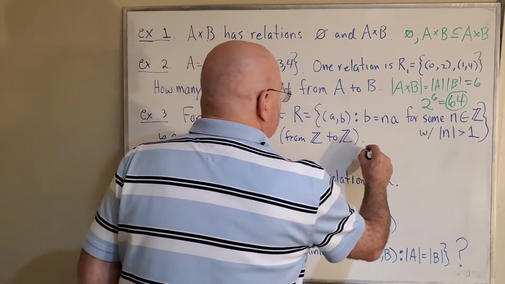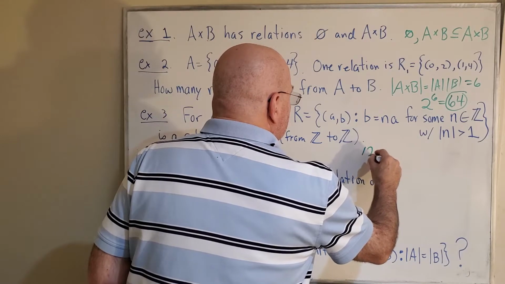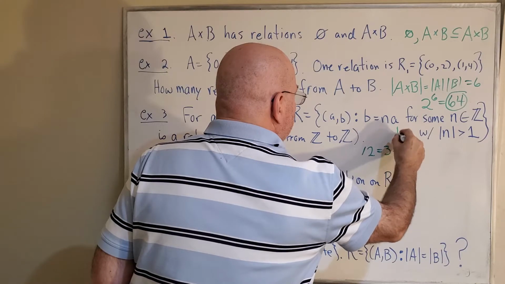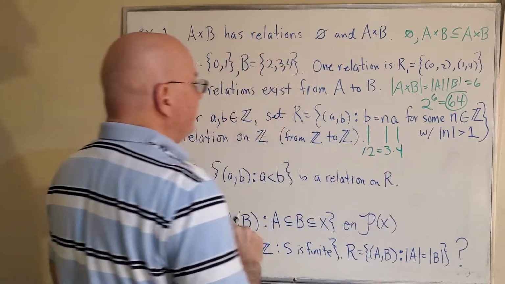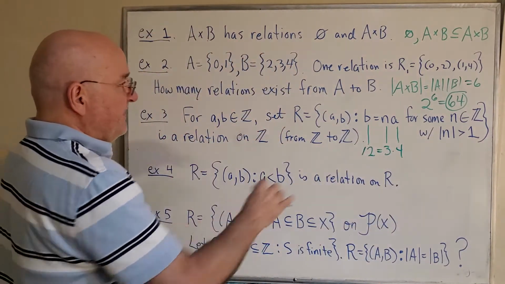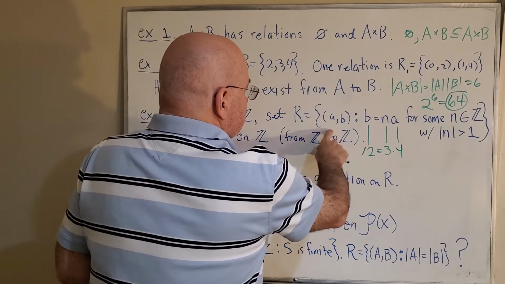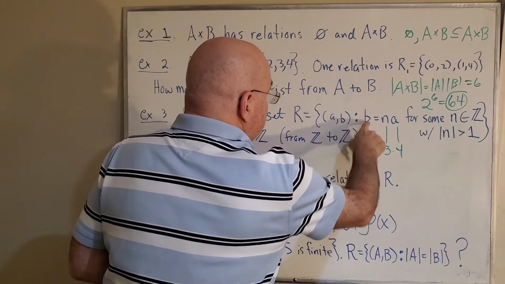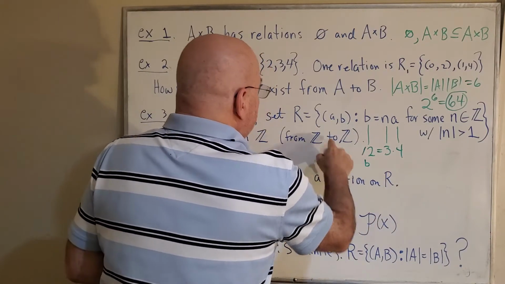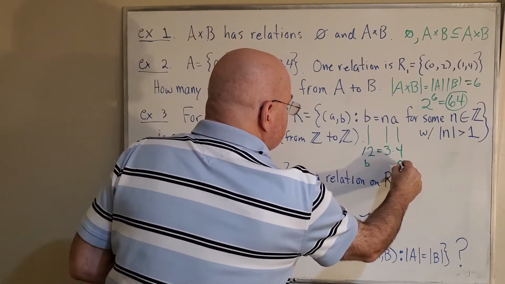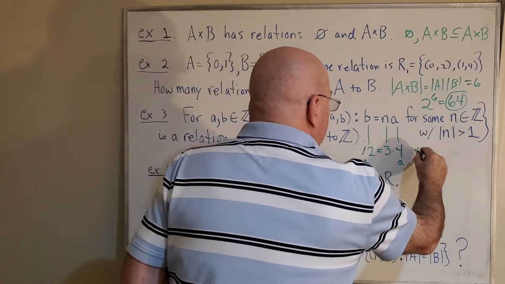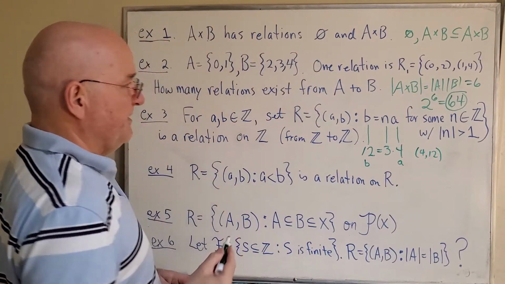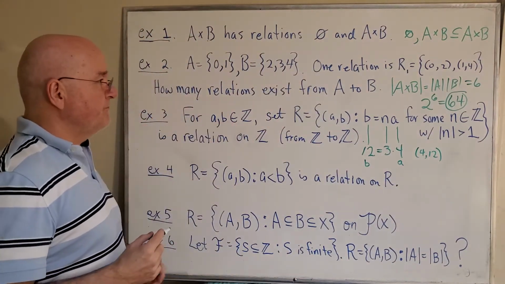Let's see. 12 is equal to 3 times 4. I'm lining those up like that. That means 12 could be A. Oh, I'm sorry, that would be B, and then A would be this. So (4, 12) would be one element of that.